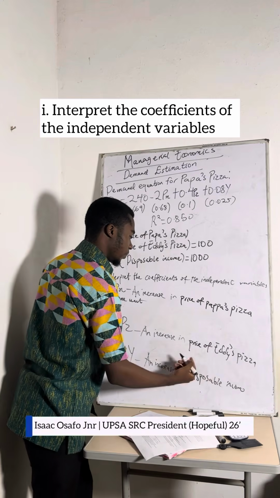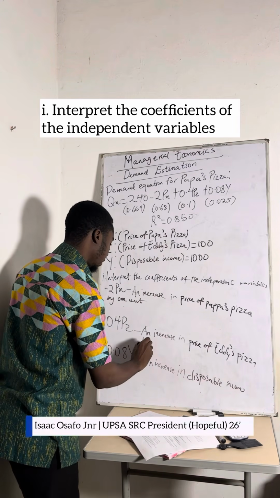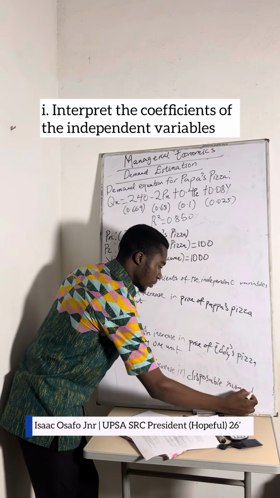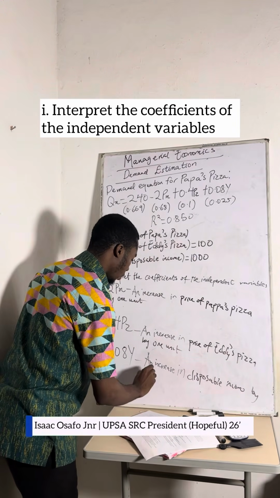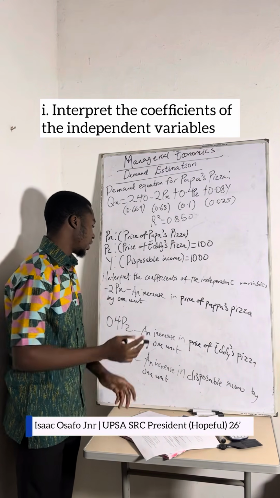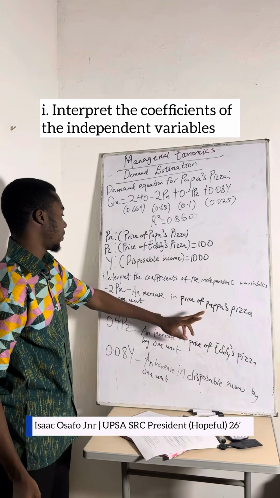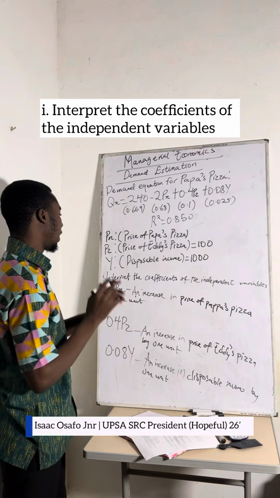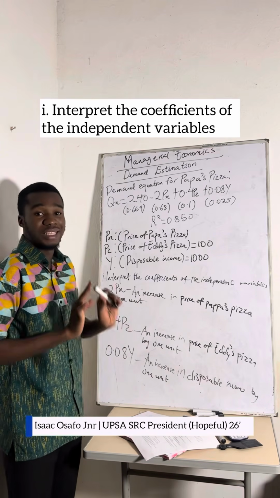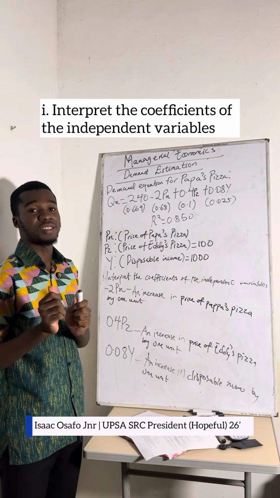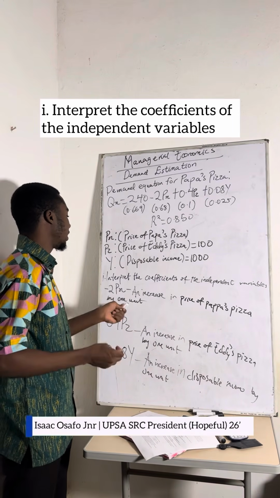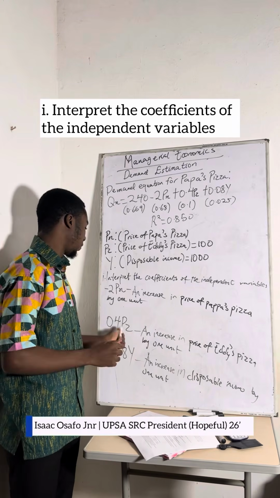This one's an increase in price of Eddie's Pizza by 1 unit. Then this one too, by 1 unit. So now you've spoken about each of them. Now for all of them, now that you've written that an increase in price of Papa's Pizza by 1 unit, you are going to say it leads to... So if it's negative, it leads to a decrease. If it's positive, it leads to an increase. I repeat, if you have something like negative 2px, then it shows that it leads to a decrease. You get it? But if it's positive, it leads to an increase.